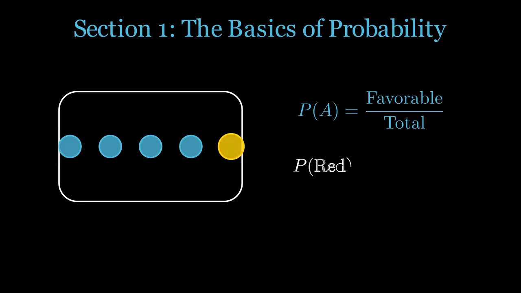Imagine a bag with 4 blue marbles and 1 red marble. The probability of picking the red one is 1 out of 5, or 20%.